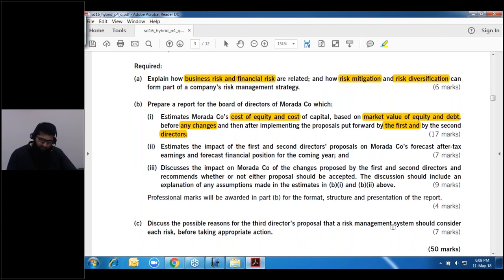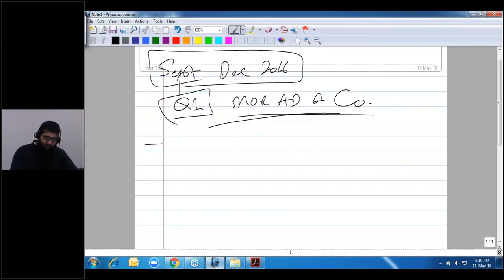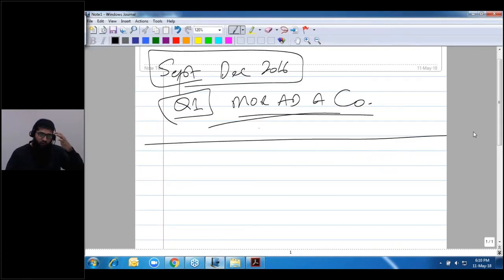Lastly, it says discuss possible reasons for the third director's proposal that a risk management system should consider each risk before taking appropriate action. Now, I'm going to have a quick discussion about the areas of risk management. I'm going to write down a few things, and then I will discuss those specific aspects.